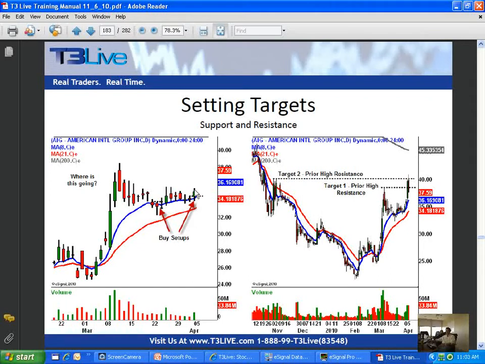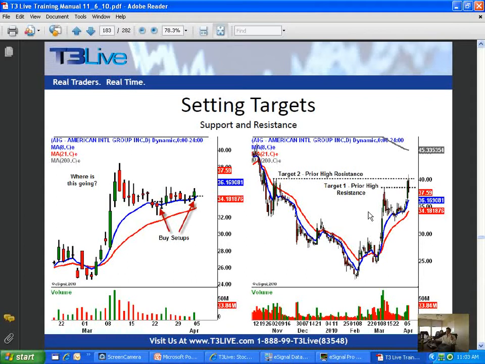Resistance would be, as far as we know, right here at the top of this bar, which is where sellers came in and pushed the stock back down. So we would use the top of this bar, which we call, let's say, 38, as our potential target.